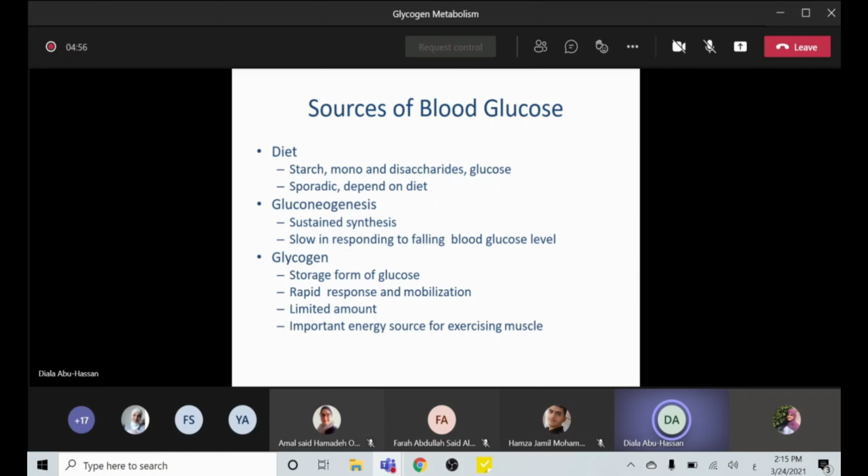But the level of glucose doesn't go to zero in your blood. It's going to get reduced to a level called fasting blood sugar, okay? And this level should be maintained all the time. If it goes down, this would cause coma.